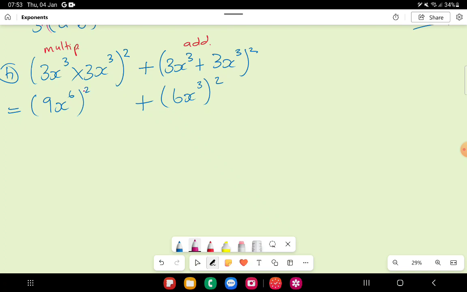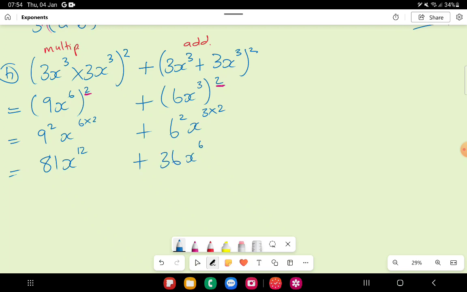Our next step is going to be the exponents. So now we're going to square everything. And I'm going to say 9 squared, x^(6 times 2), plus 6 squared, x^(3 times 2). Okay, so that is 81x^12 plus 36x^6. And that is your final answer, because I cannot add these terms. x^12 and x^6 are not the same thing. They are not like terms. That's it. That's question H.